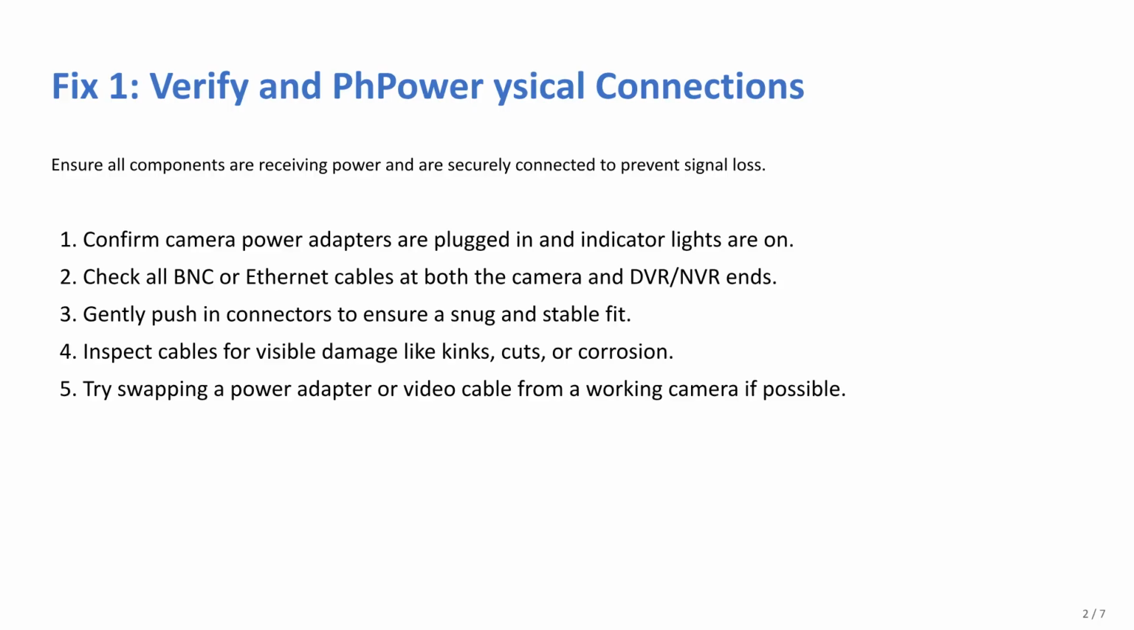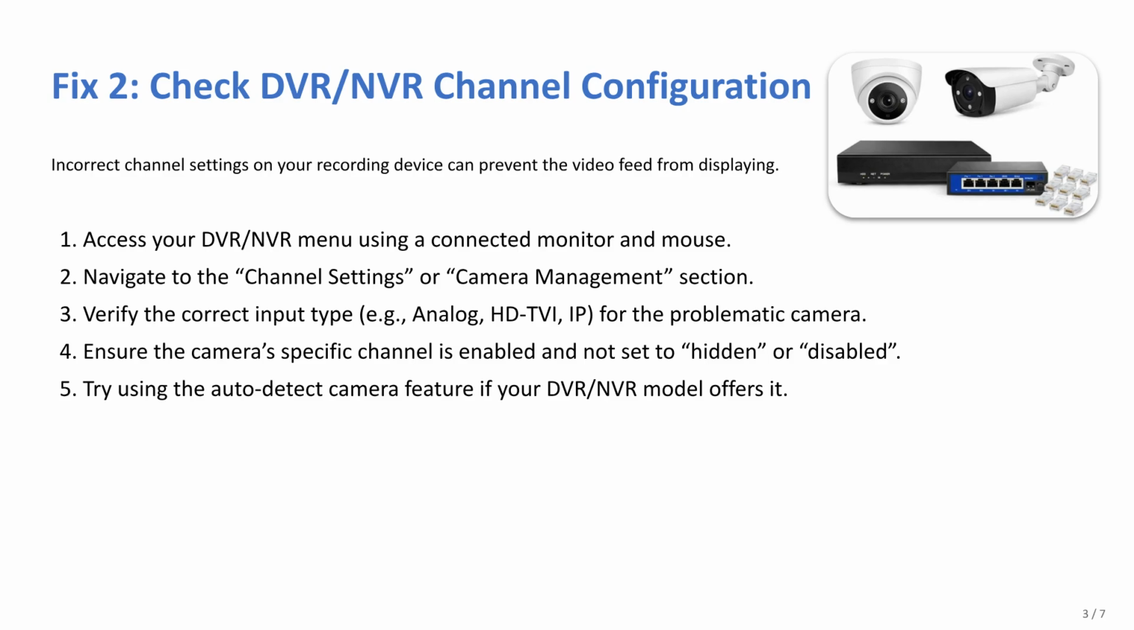Ensure all power adapters are securely plugged in and indicator lights are on. Check that all BNC or Ethernet cables are firmly connected to both the camera and the DVR or NVR. Inspect your cables for any signs of damage, like kinks, cuts, or corrosion, and try swapping in cables from a working unit to test.